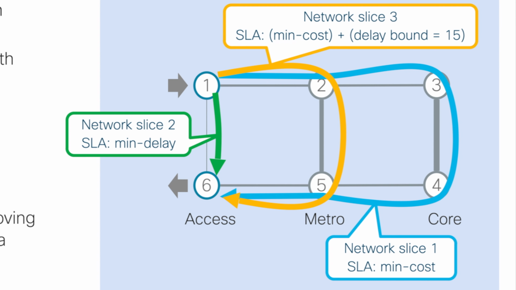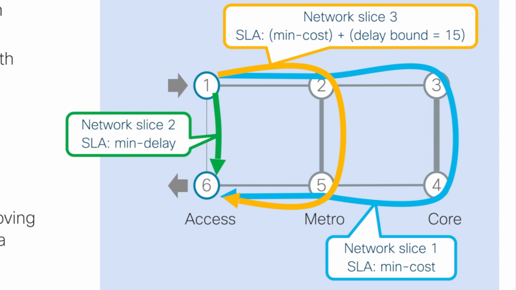So in the figure, the traffic that needs to go from 1 to 6 may actually minimize the cost, so the cumulative IGP metric, and it may go all the way from the access to the core and come back to the access node number 6. Or if the traffic needs to have the absolute minimum delay between the head end and the tail end, it may just go straight from access node 1 to access node 6. But there you have very little capacity.